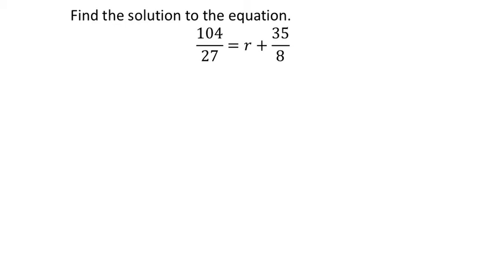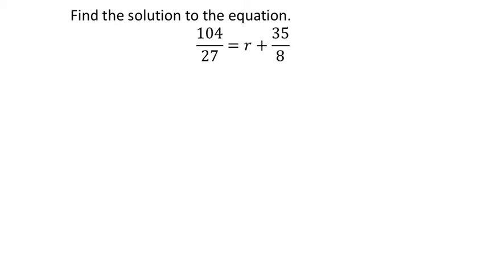So here we go. Yeah, this one's a fraction. We got 104/27 equals r plus 35/8. You guys try this one out. Take a minute, try it out, then we'll go over it, okay? But I'm going to go ahead and get started on this problem, okay?